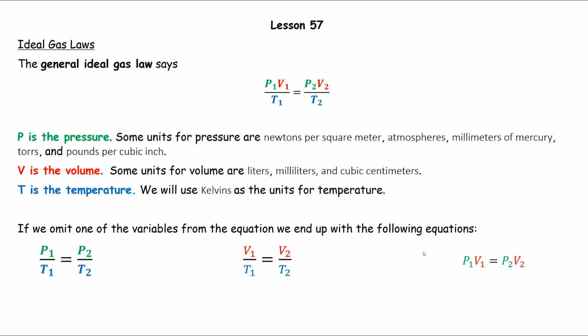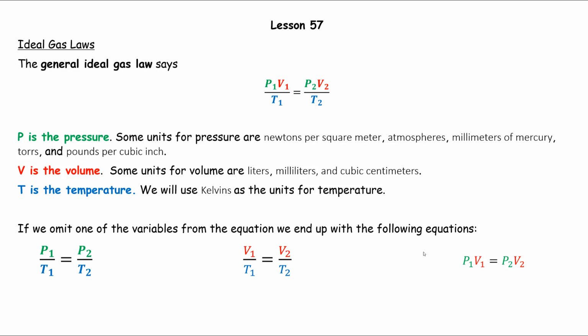So we're going to start with lesson 57, ideal gas laws. And we're going to look at the general ideal gas law, which says that P sub 1, V sub 1 over T sub 1 is equal to P sub 2, V sub 2 over T sub 2. What does that mean? Well, it means that if you have some quantity of an ideal gas, pressure, volume, and temperature relate to each other in this way.